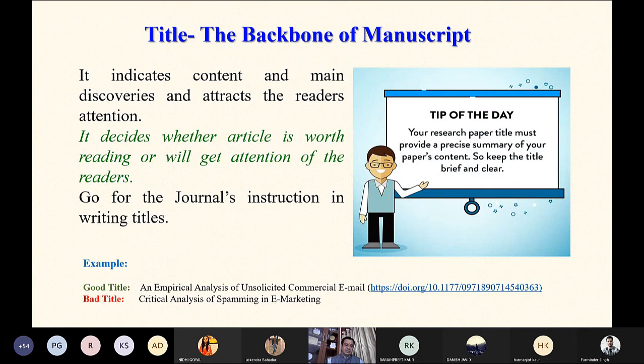But as far as the first title is concerned, "An empirical analysis" clearly indicates that an empirical analysis has been done in this manuscript. An empirical analysis of what? Unsolicited commercial emails, the spams that take place in email marketing. So it clearly indicates the content and the findings we are going to have in this paper. So we have to be very careful when we decide the title.